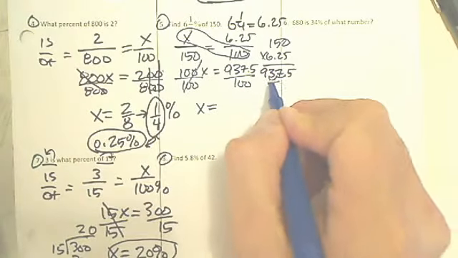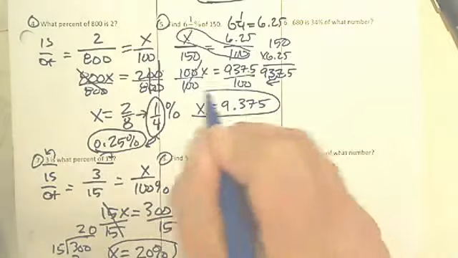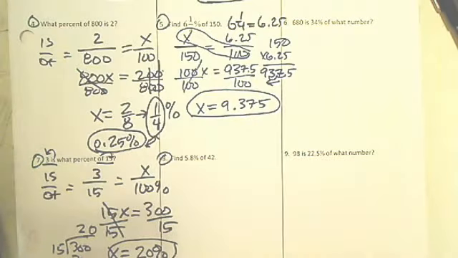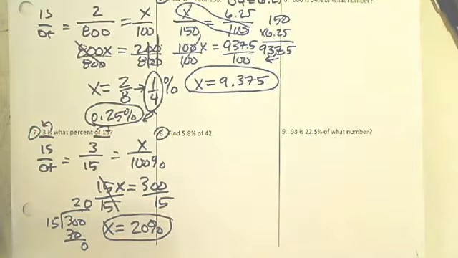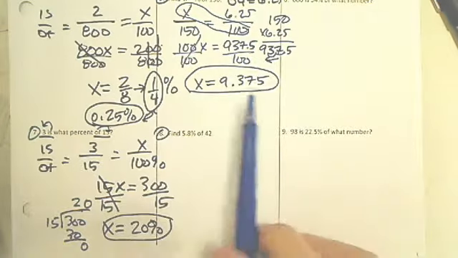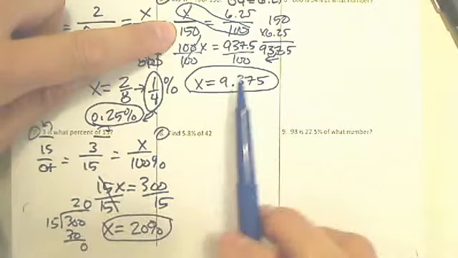1, 2, 9.375. Because you were busy working it out. 9.3. If you got 93, the answer doesn't make any sense because it's only 6% of 150. If it had said 62%, then yes, I'd agree that 93 is a good number. But it's only 6%. So 9 out of 150 is the same thing as 6%.